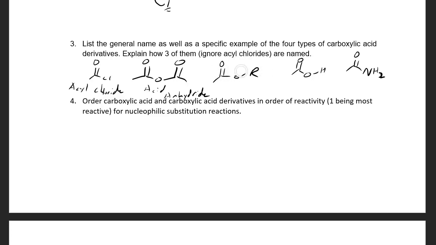And this compound here is an ester. In our notes today, we talked about how an ester is different than an ether. Remember, an ether is an oxygen with two R groups attached. An ester is a carbonyl carbon with an OR group attached to it. So this is an ester.